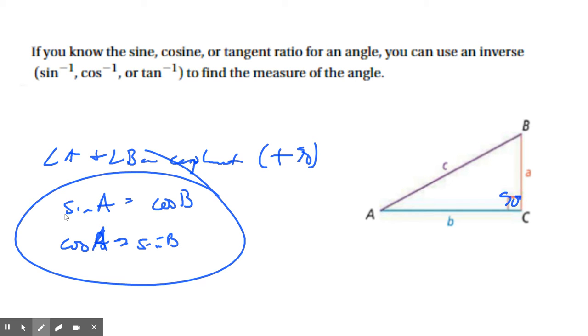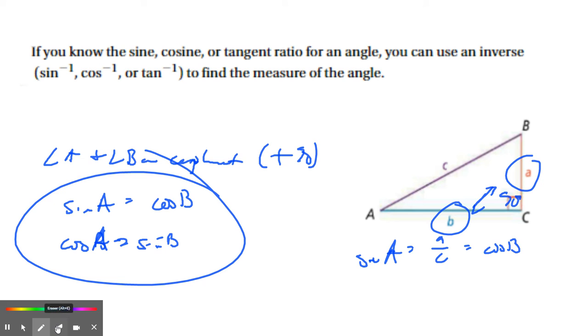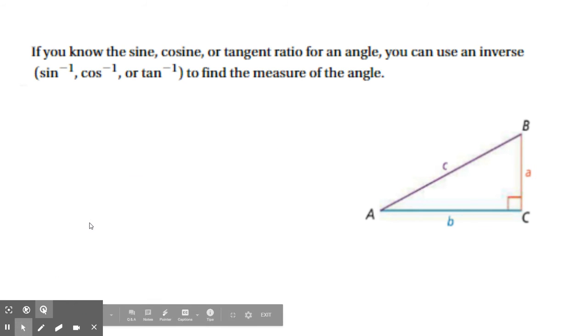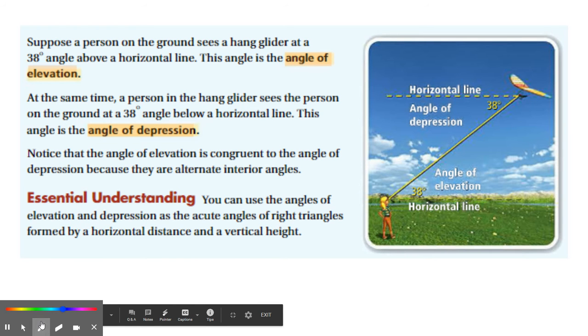Just memorize that. The sine of A equals the cosine of B because the sine of A in this picture is going to be a over c. And the cosine of B is also going to be a over c. And it's again this idea of the adjacent and opposite switch based off of what angle you're looking at. Okay? So be aware of that. That's a gimme question. You'll see that in your practice tests. They like that question for some reason.